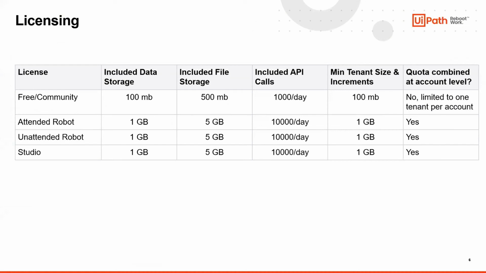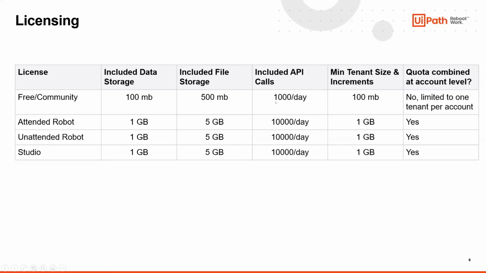It grants a certain amount of data storage, file storage, and a certain number of API calls a day. For the community type account, each DSU grants 100 MB of data storage, 500 MB of file storage, and 1,000 calls a day. However, community accounts only get one data service unit, and that can only be assigned to a single tenant. So phrased differently, community accounts can only get one data service tenant with these limits enforced on them.